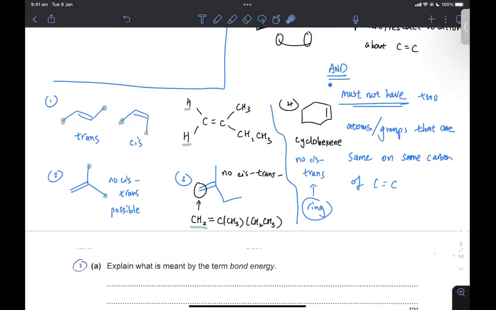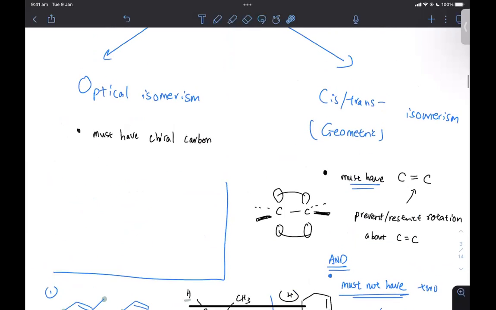Okay, it's like you have a snack and then you pull the snack around to make it trans. It's not gonna like it at all. So that's why there are no cis and trans when you have cyclohexene. Be very careful, yeah, everyone. Okay, I don't think they'll ask you this very often in structured questions.